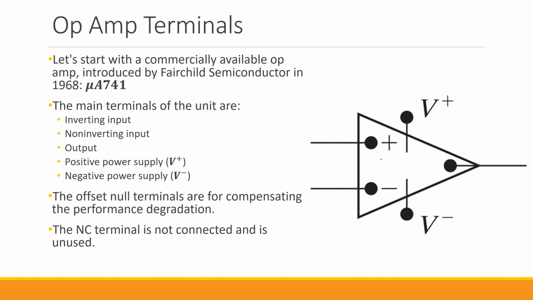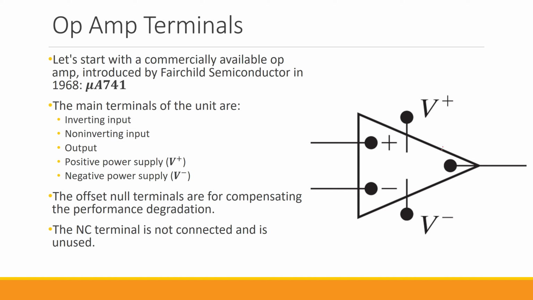Usually we don't put the names of the terminals in our designs too. So this is the common shape and schematic that you will see in circuits. We have the non-inverting input signified with this positive sign, the inverting input signified with this negative sign. We have the positive power supply, which we usually name V positive, and then the negative power supply, which we name V negative. And then finally we have the output terminal.